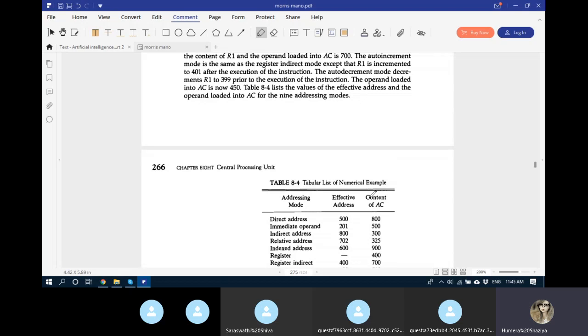Please give me 1 minute. I will open this book on my mobile and then explain to you.